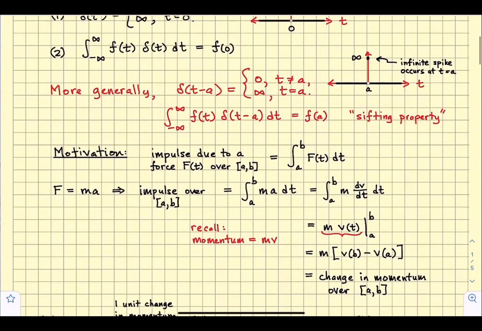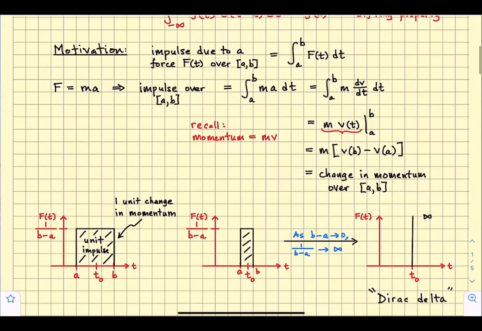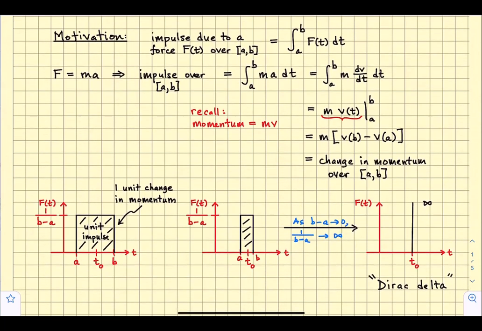Now the motivation for this is that if you recall from physics, the impulse due to a force that is applied over a time interval from a to b, where big F of t is our force, is just the integral of that force over the time interval.